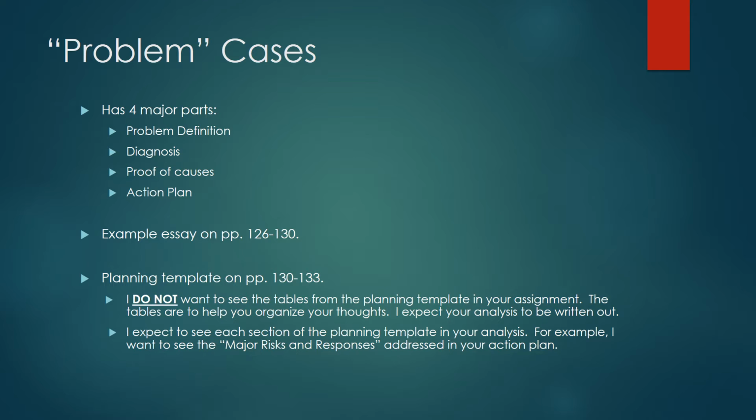Another helpful tool that's provided by your textbook is the planning template on pages 130 to 133. This planning template basically provides you with an outline format to help you organize your ideas for actually writing your analysis. So let's take a look at page 130, and what we see here are the problem statements and proof of diagnosis areas, and a lot of these have tables or grids that you can fill out.